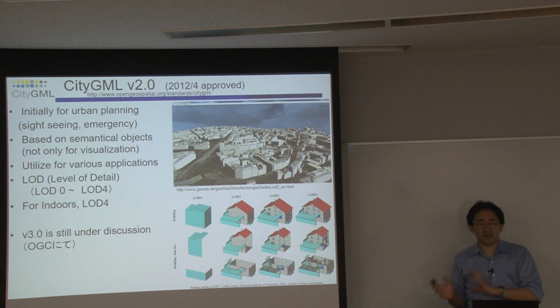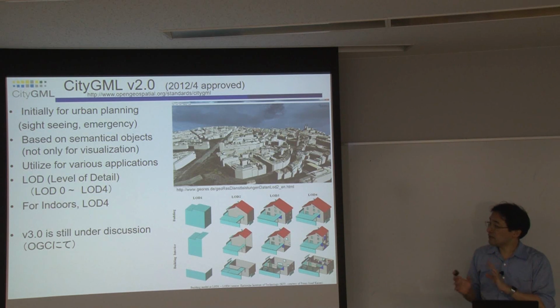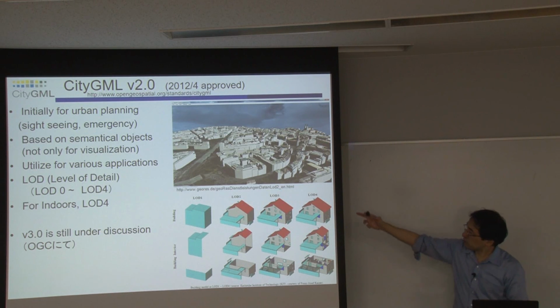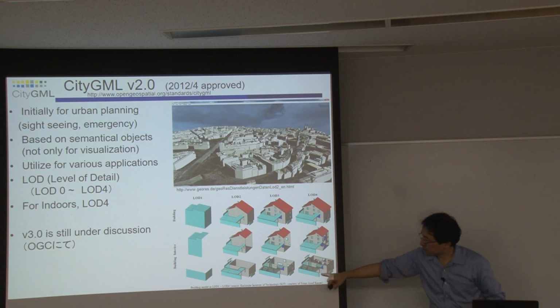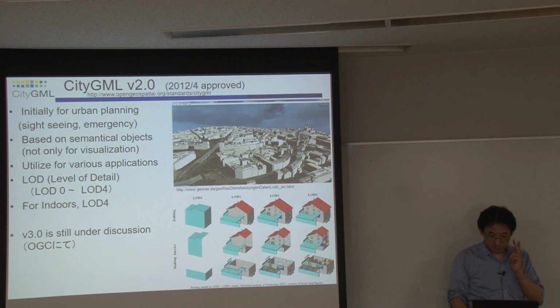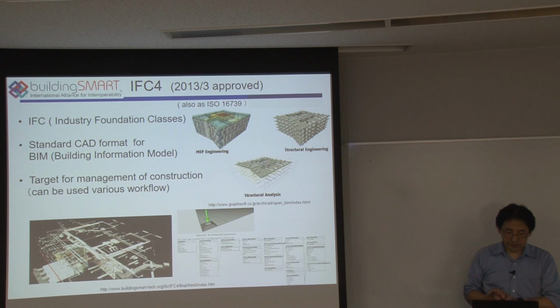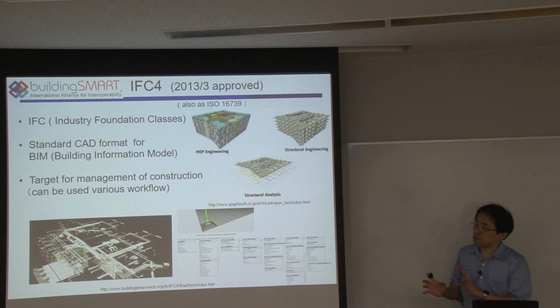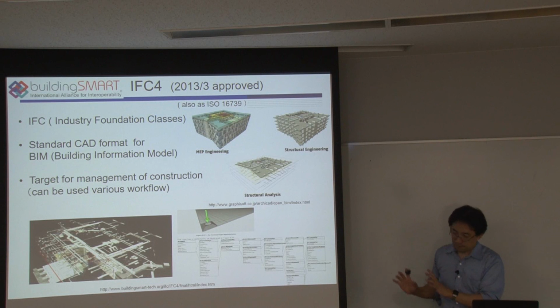If you want to localize indoors, you also need indoor maps. For indoor maps, there are several standards, and CityGML is one of them. It has LOD, level of detail. And for indoor maps, we have to use LOD4, so you can see indoors like this. There's another standard called IFC. IFC is a CAD standard for BIM, Building Information Model. It's usually targeted at construction management, but it can be converted to indoor maps.